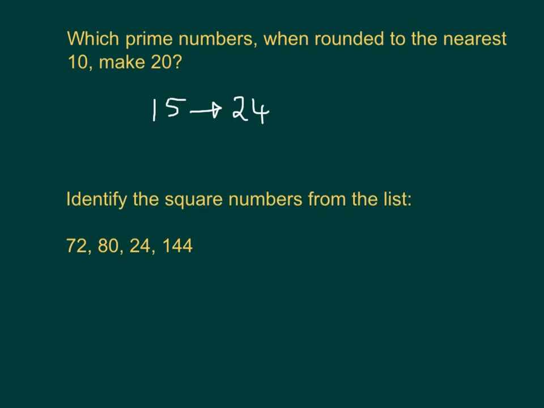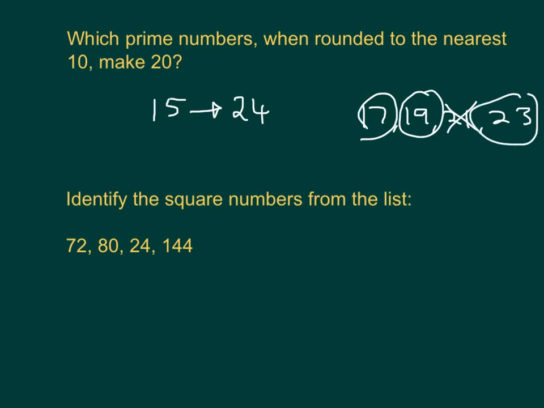So first of all, I know that when rounded to the nearest 10, it makes 20, so it must be between 15 and 24. Then I'd list all the numbers in that window that are odd and are not multiples of 5. And then I'd check for numbers in the 3 and the 7 times table, in this case 21. That leaves 17, 19 and 23.